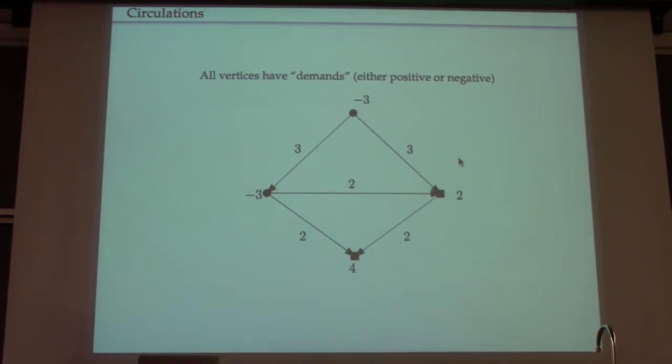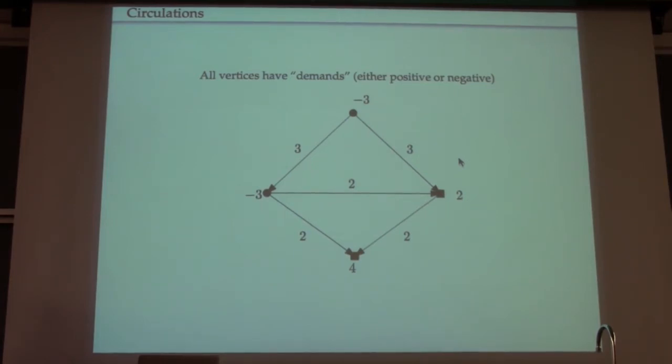Yes? Can you explain what negative demand is? Yes. If I say that a vertex has demand 4, I'm saying that if I look at all the flow coming into the vertex minus the flow coming out, the difference must be 4. So this vertex is going to eat up 4 units of flow from what's going in and what's going out. Okay? So the difference of in minus out must be exactly 4.